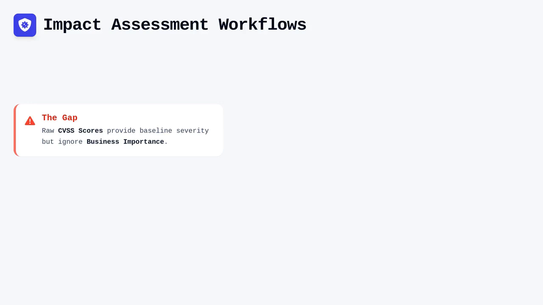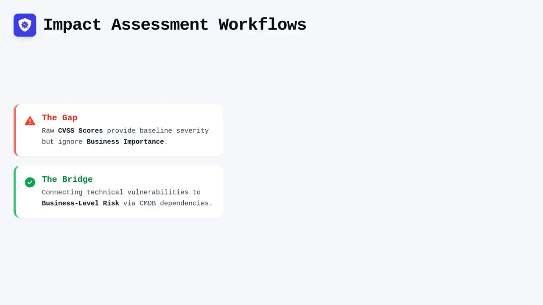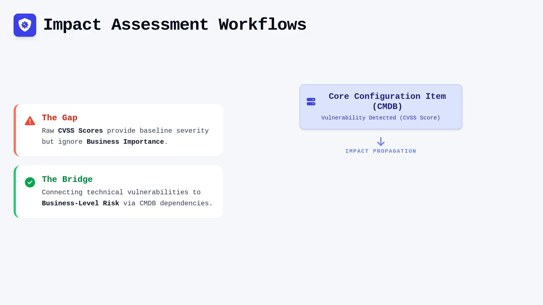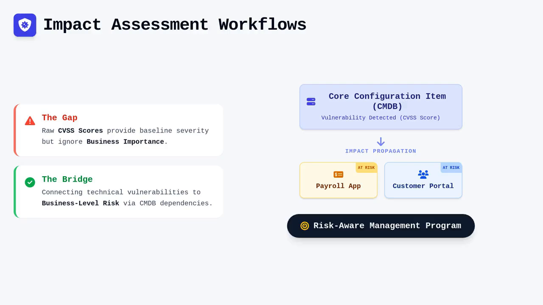To truly understand the risk, you must consider the dependencies that exist within your configuration management database, or CMDB. When a system is compromised, the impact propagates through the business services that depend on that specific configuration item. We implement these workflows by defining how critical data flows through your technology stack, ensuring that if a core server fails, the platform recognizes that the dependent payroll or customer-facing applications are also at risk. Understanding these linkages is fundamental to moving from a reactive patching stance to a truly risk-aware vulnerability management program.